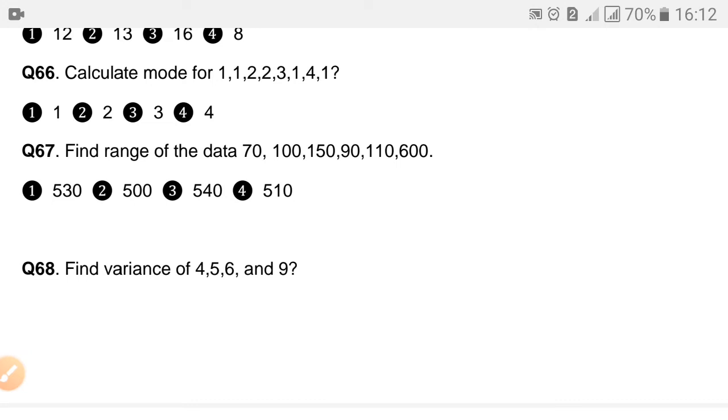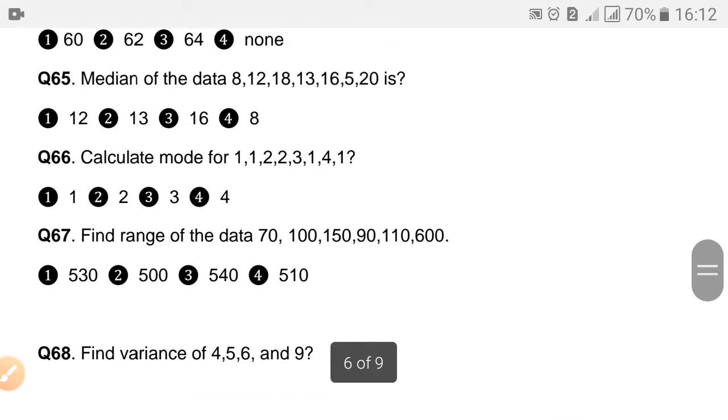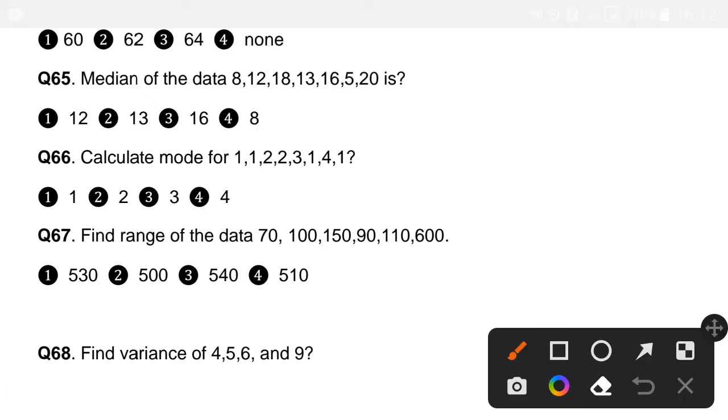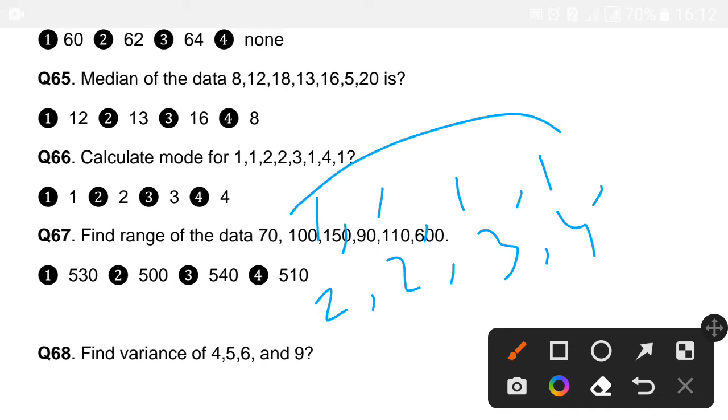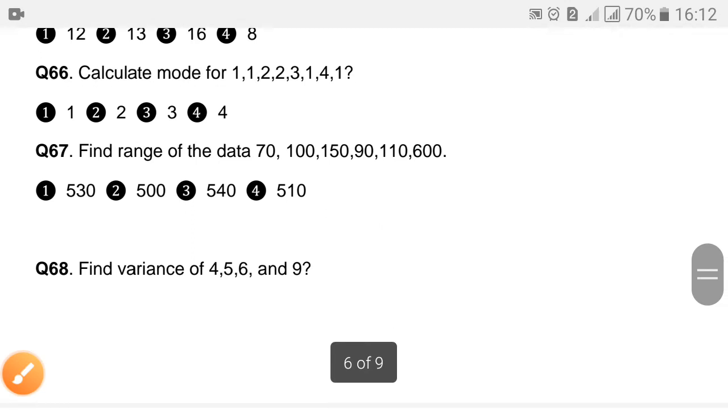Next question is, calculate the mode for 1 1 2 2 3 1 4 1. First, what is mode? Mode is the most frequently occurring number in the given data. So first I arrange the data: 1 1 1 1 comes 4 times, then 2 2, then 3 and 4. So 1 comes 4 times, 2 comes 2 times, 3 and 4 come once. So 1 comes most often, so 1 is the required mode for the given data.